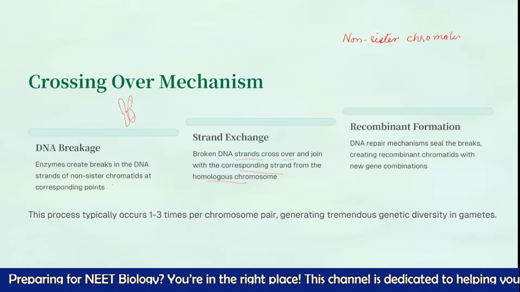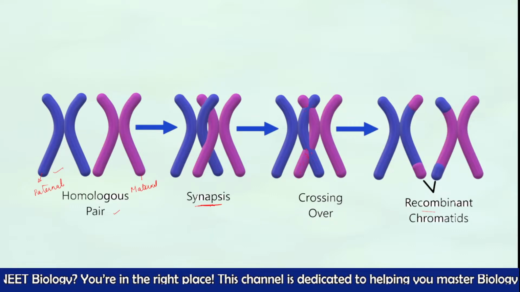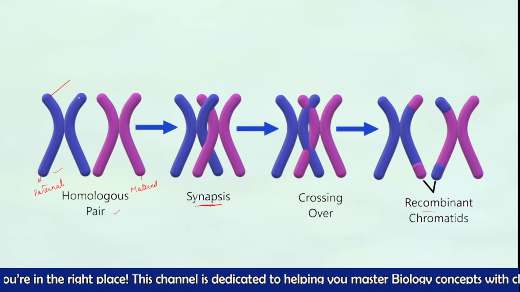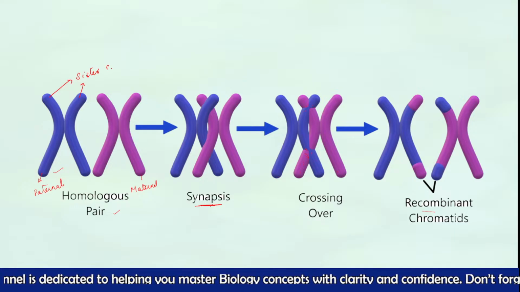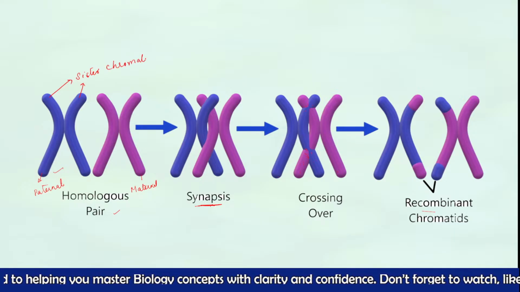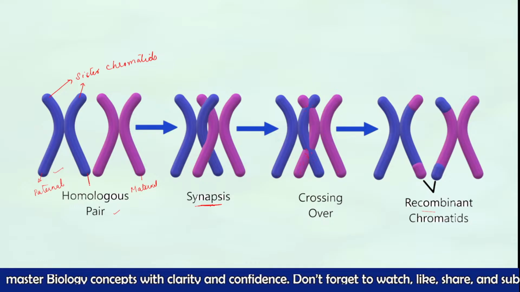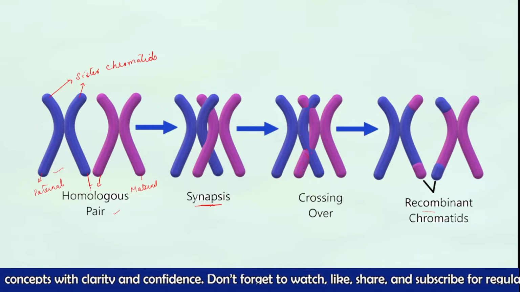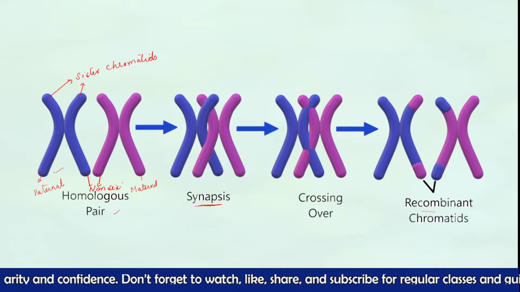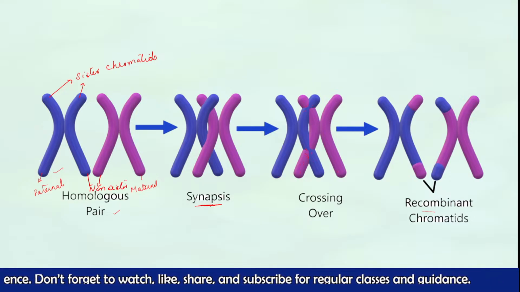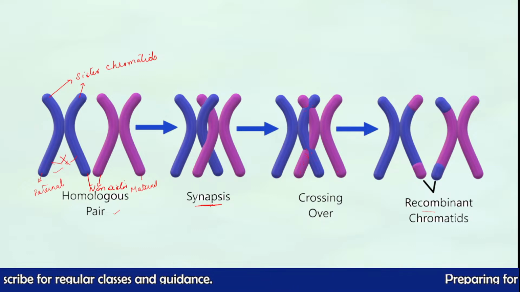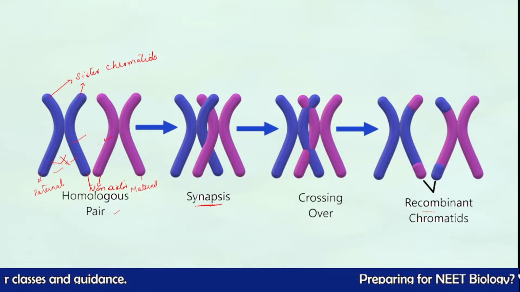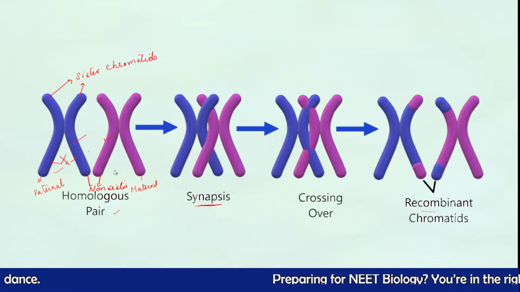Okay, non-sister chromatids. We'll go back to the diagram again. These two chromatids are called sister chromatids. But when you see this one and these two chromatids, we call them non-sister chromatids. Always remember the crossing over occurs between the non-sister chromatids, not the sister chromatids. These two will not cross over each other. Only this one and this one cross over each other. That's what non-sister chromatids are.